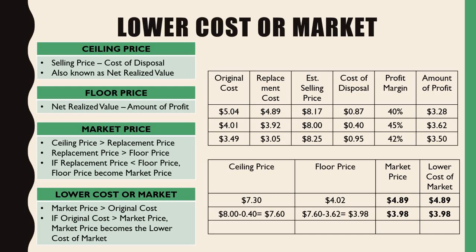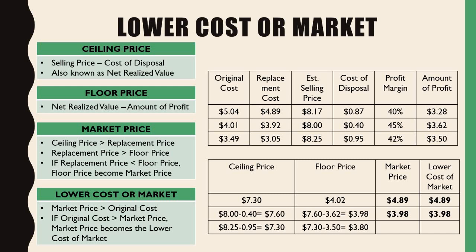$7.3. Okay? $7.30. Good. All right, how do I solve for my floor? Do we take the $7.30 and subtract the amount of profit of $3.50? Correct. So it gives us $3.80. $3.80. Good. Now let's compare, right?